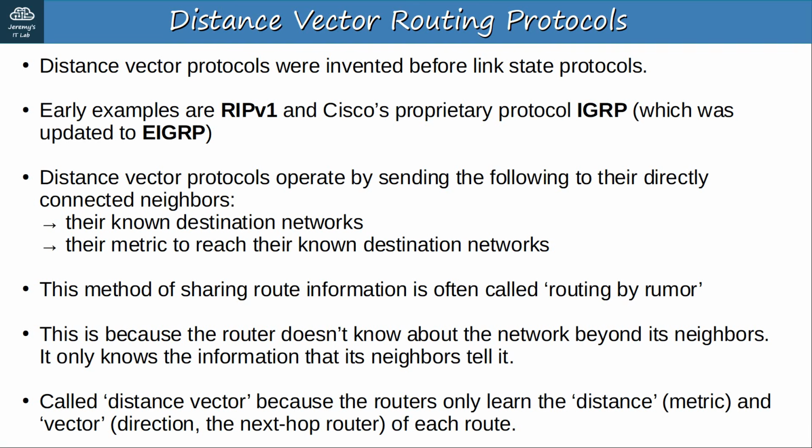The reason for the name distance vector is because the routers only learn the distance, which is the metric, and the vector, which is the direction to send the traffic, the next hop router, of each route. Basically, distance vector protocols work by sharing their route table, or parts of it, with their neighbors.